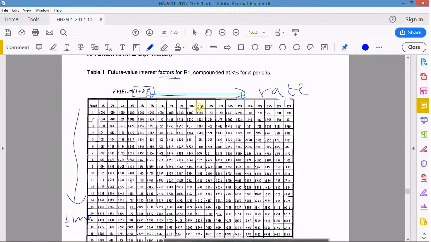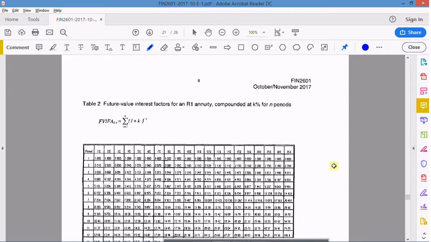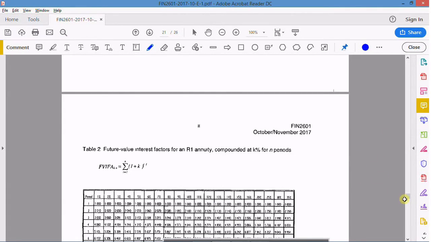Nowadays we don't use these things because we have a financial calculator, but they still give these things for whatever reason. Maybe some people can't afford calculators, possibly, because they're not cheap things. It is possible to do it using these, but it takes more time and effort.